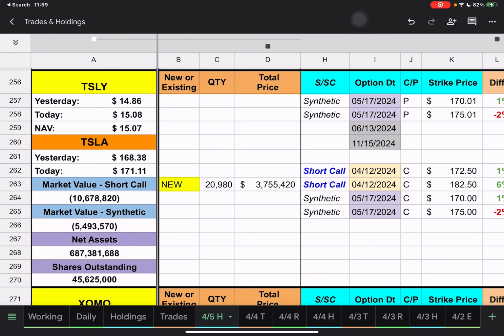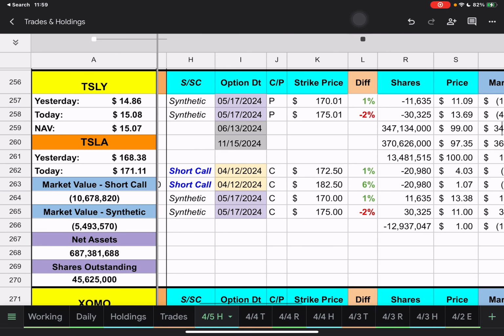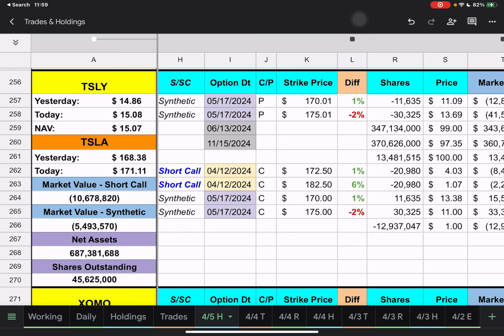But you can see where they put the rest of the contracts here, 21,000 contracts, created a new short call that expires next Friday with a 182.50 strike. And then, of course, we already had the 172.50 strike, and we were underneath both of those as of a few minutes ago. In the middle of the excitement today, I guess there was false news, and the stock dropped all the way to $160.